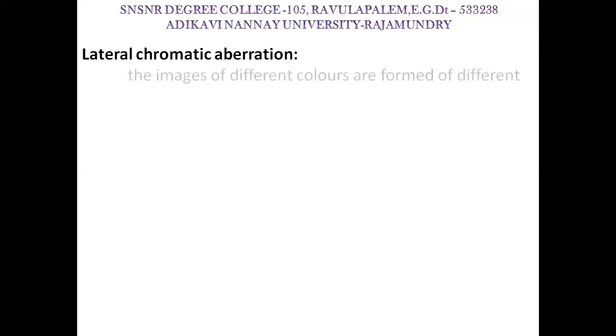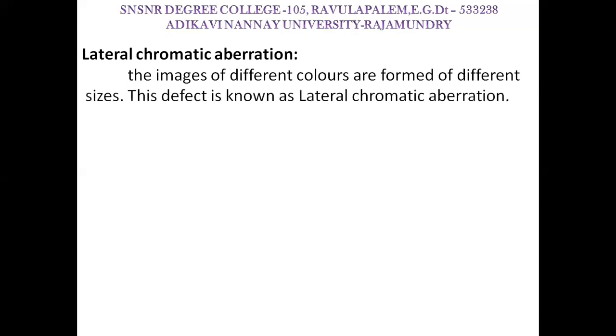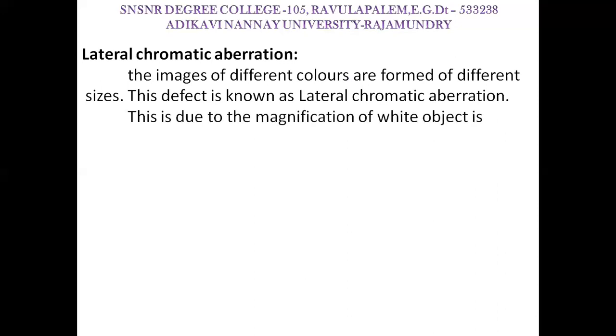Right. So the next topic is lateral chromatic aberration. Let us observe what is meant by lateral chromatic aberration. Here lateral chromatic aberration is due to the size of the object. The images of different colors are formed with different sizes. This defect is known as lateral chromatic aberration.